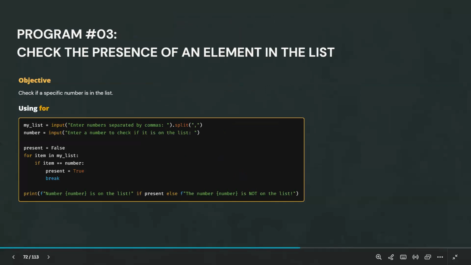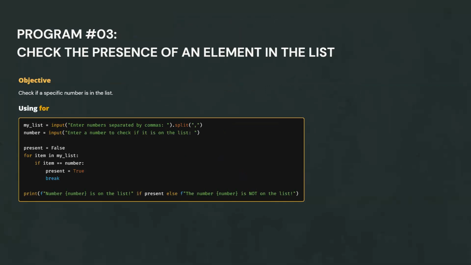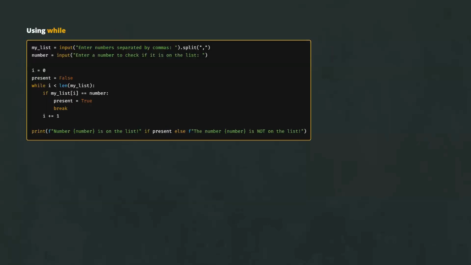So there you go. We have two simple ways to check if a number exists inside a list or not: one with the for loop and the other with the while loop. This is super useful for beginners because it teaches you how to loop through lists, how to use flags like present, and how to use conditions inside loops.